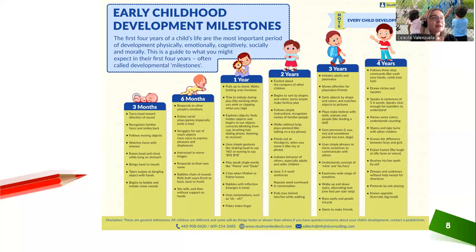We want them to enjoy social play and games, especially peekaboo. So we want them engaged with us. We want them to see us. We want them to be very interested in what's around them. We really want them to respond to their own needs, right?